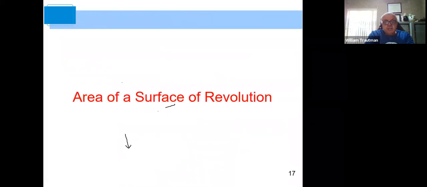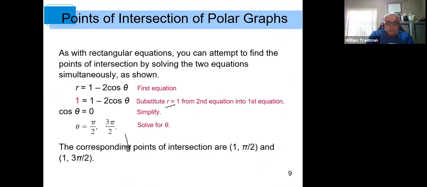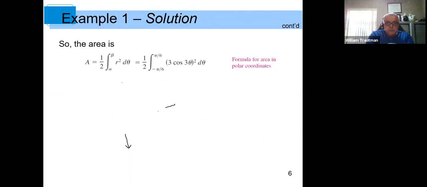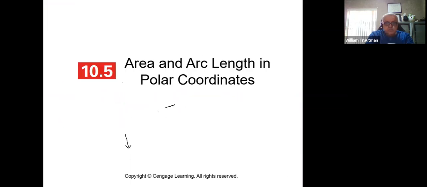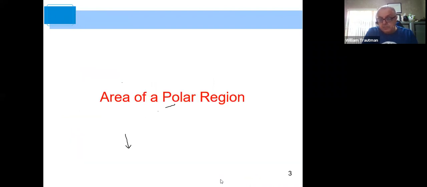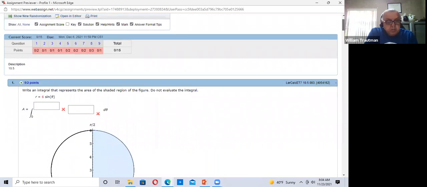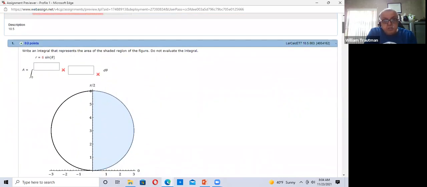All right, so that is the final section of Cal 2. We can take a look at some of the homework too. Let me get that out. Okay, so here's the homework for 10.5. Write the integral representing the area shaded in by the figure. Do not evaluate. So they just want you to fill in this.